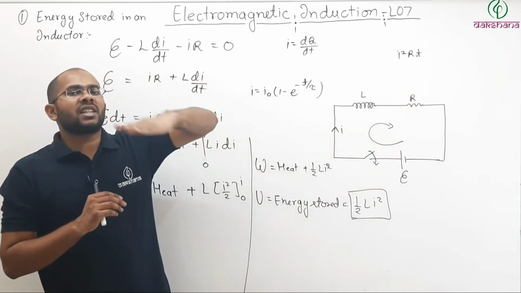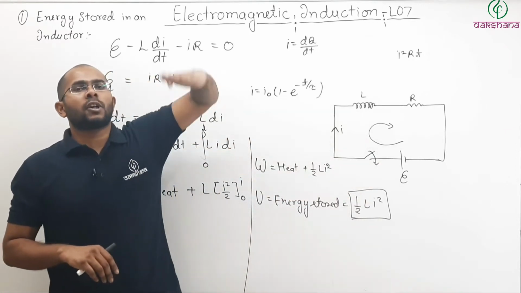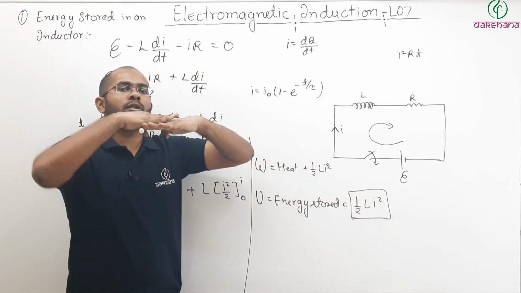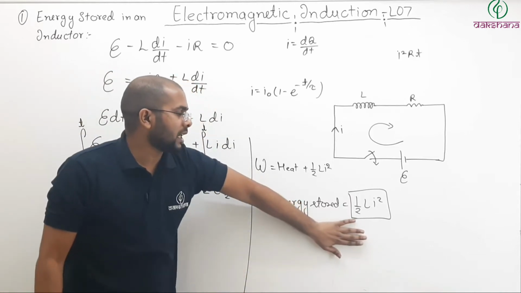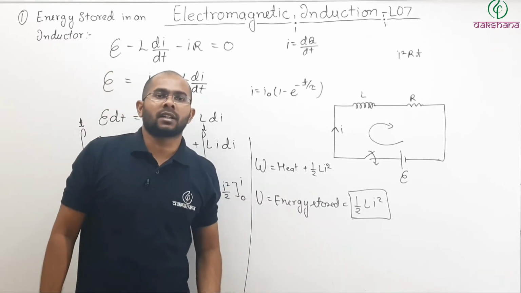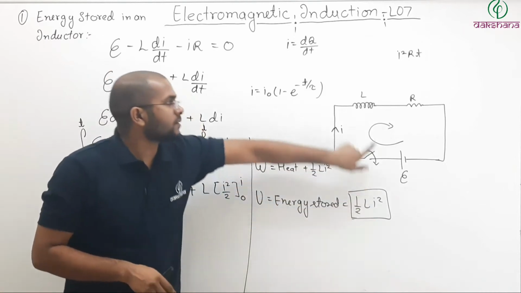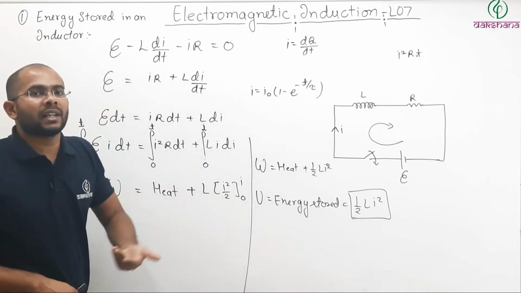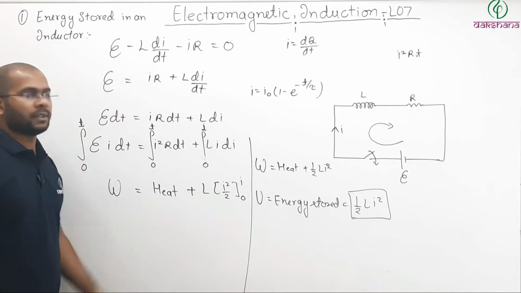Up to a certain time, until your current becomes maximum, energy stored in the inductor keeps on increasing. But once your current is maximum, energy also reaches its saturation point. So remember, if there is no current flowing through the inductor, then there is no energy stored. If a current of I is flowing through an inductor of inductance L, then energy stored may be written as half L I square. Pause the video, note down, then we will discuss further.